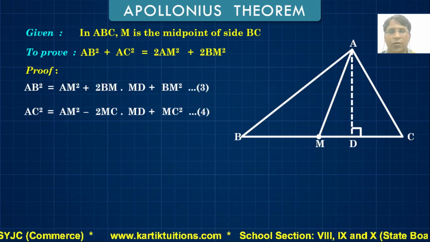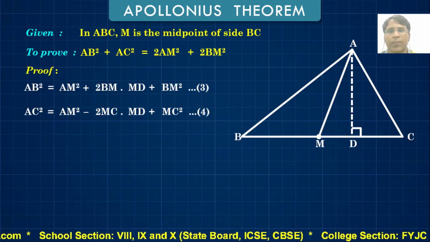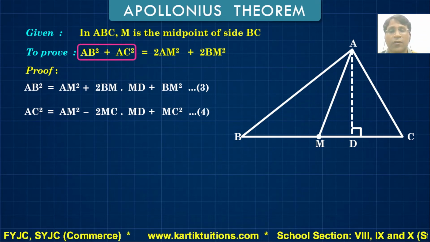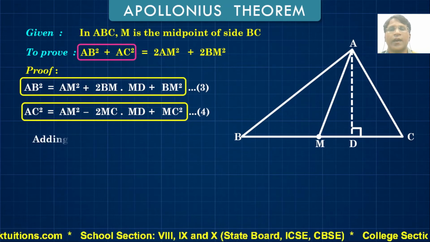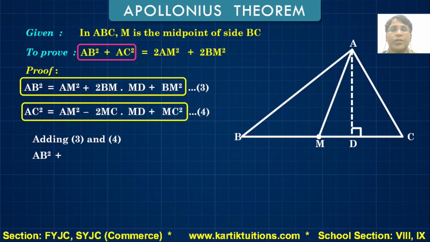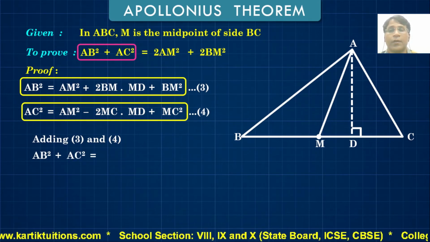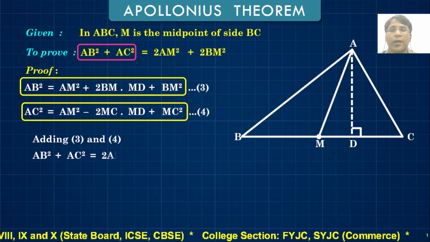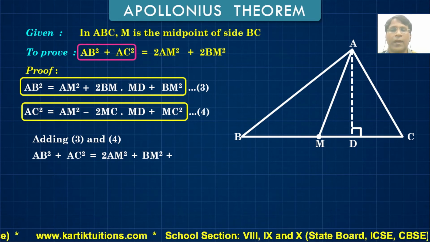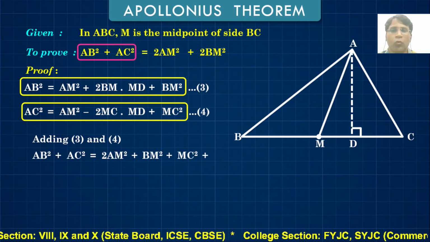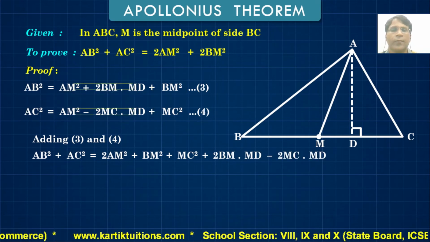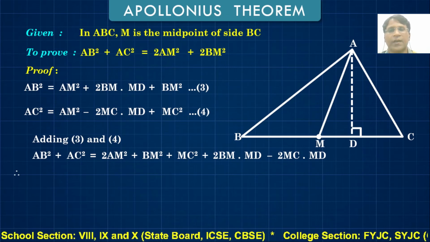Now let's consider the operation sign between AB square and AC square. What is the operation sign? Plus. So in other words, we also need to add equation 3 and 4. Now when we add left hand side तो बहुत सिंपल है, दो ही टर्म में खाली प्लस साइन आ जाएगा बीच, लेकिन राइट हैंड साइड में थोड़ा ध्यान रखना पड़ेगा. देखो AM स्क्वायर और AM स्क्वायर ऐड होगा तो क्या हो जाएगा? 2AM स्क्वायर. Then we get BM square, then you get MC square, then 2BM into MD minus 2MC into MD. नाउ यहां थोड़ा सा ध्यान रखना पड़ेगा.